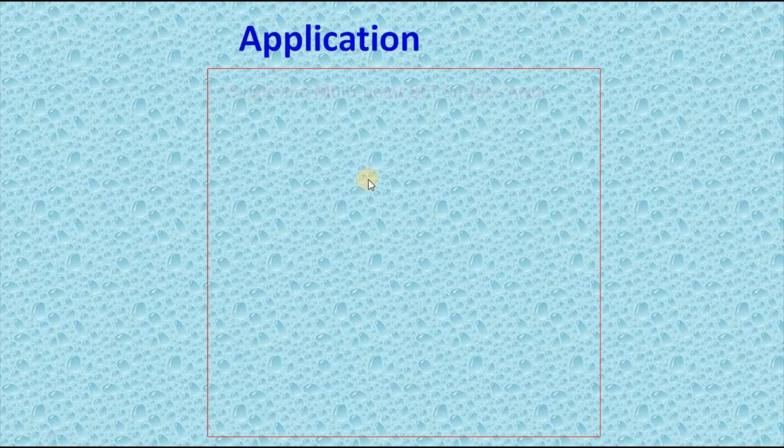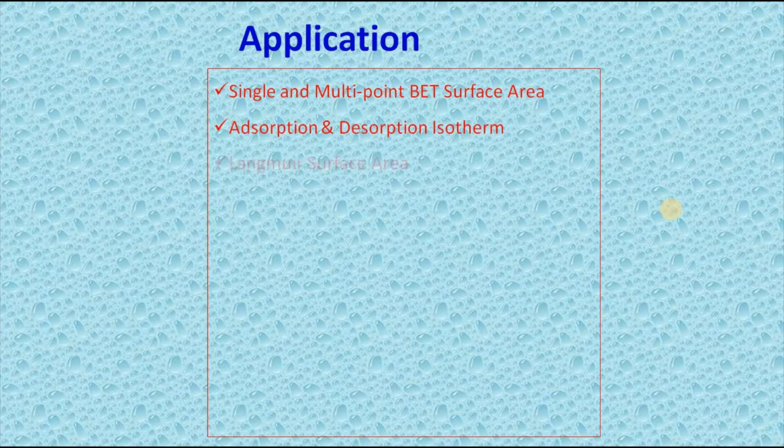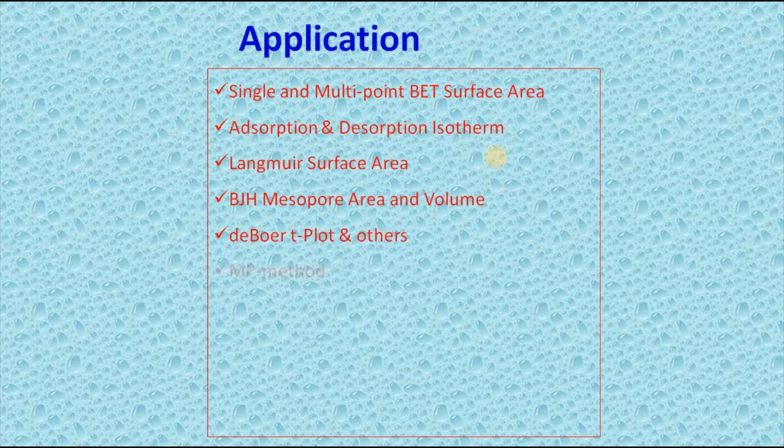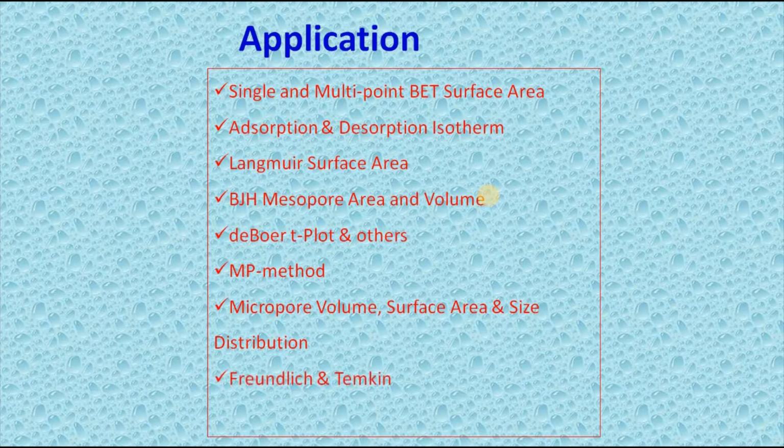For example, it can give single and multi-point BET surface area. It can also produce results for adsorption and desorption isotherm, Langmuir surface area, BJH mesopore area and volume, t-plot and others, MP method, micropore volume, surface area and size distribution, and Freundlich and Temkin isotherm, and Harkins and Jura, etc.